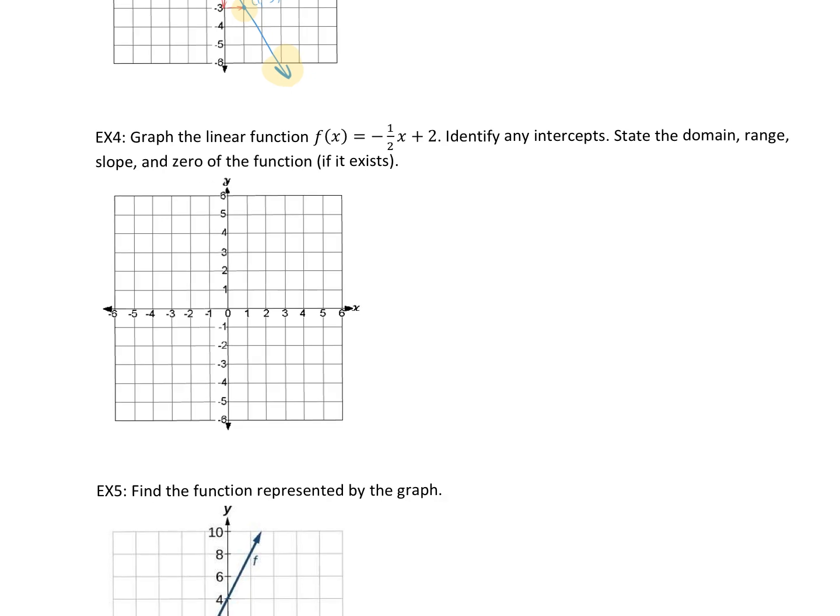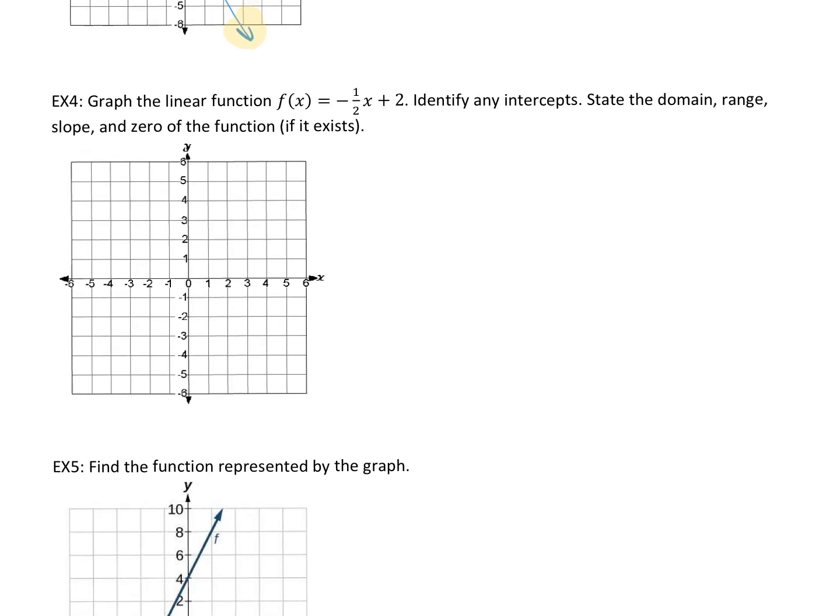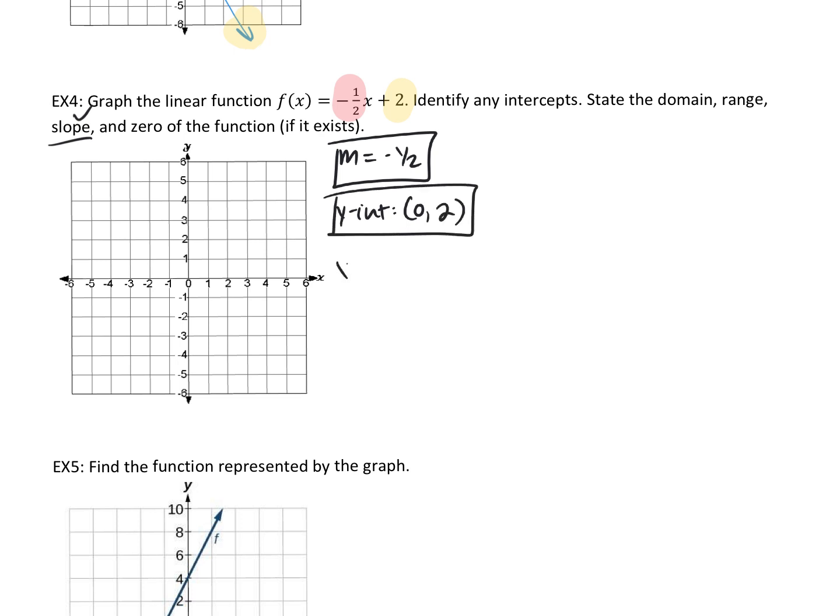All right, let's take a look at the next one. So we're asked to graph the linear function f of x equals -½ x plus 2. Identify any intercepts, state the domain, range, slope, and zero of the function. So we got a lot of things. First off, let's go ahead and identify the easiest ones at the beginning, which, whenever it's in this form, is the slope and the y-intercept. So you know that m equals -½. Got that down. My y-intercept is going to be 0, 2. Got that down. Now my x-intercept, how do we find that?